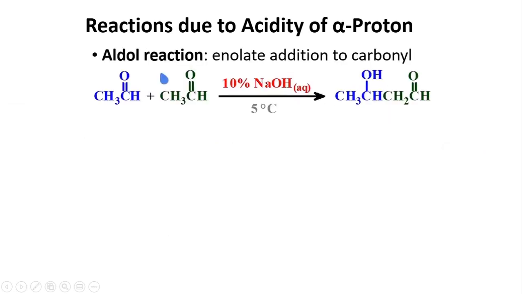On to aldol reaction. Aldol reaction is the enolate addition to carbonyl. Consider the reaction of these two ethanol molecules in the presence of 10% aqueous sodium hydroxide. The end result should be this compound. This compound is an aldol. You have an aldehyde group and an alcohol group. That's why it's called aldol.